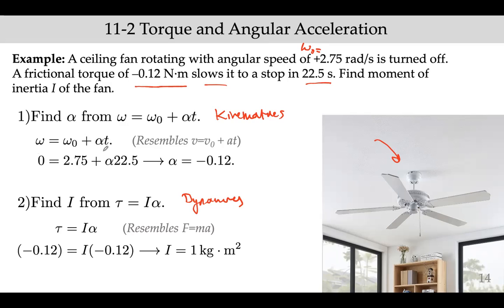Now why are we using this equation? Because we know the final angular speed, it's 0. We know the initial angular speed, 2.75. We don't know the acceleration, alpha, but we know how long it took for it to stop, and this is the time. Now, if you solve for alpha, you will find negative 0.12.